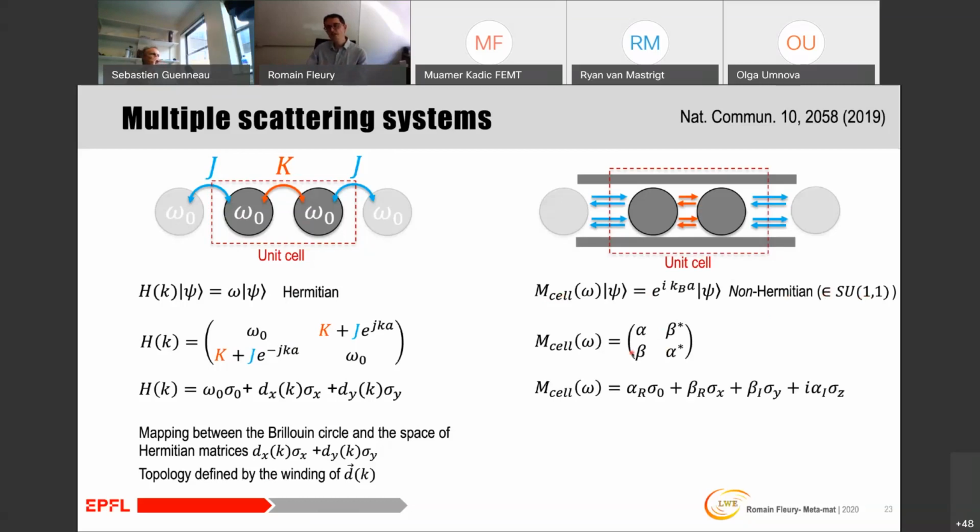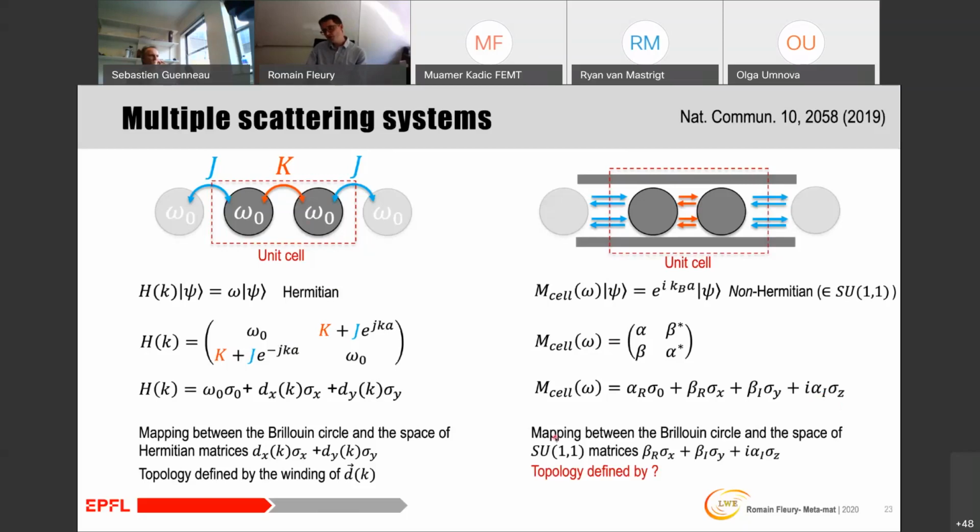However, we can still expand that matrix on Pauli matrices and try to play the same game. We just need to introduce this imaginary number i. And we know that we are going to have to define the topology from the mapping between the Brillouin circle and the space of SU(1,1) matrices of the following form. We can show that this coefficient doesn't matter, and it's shown in this paper if you want details. So let's see how to define the topology.